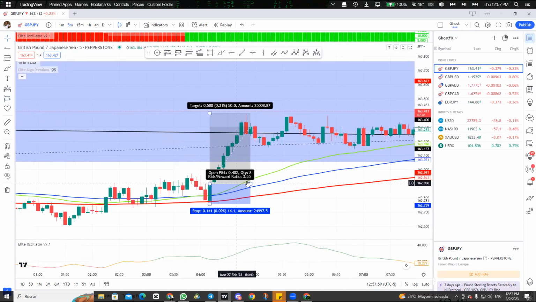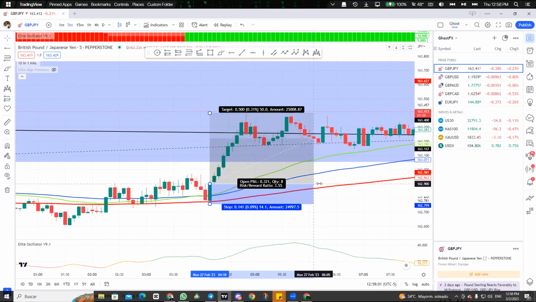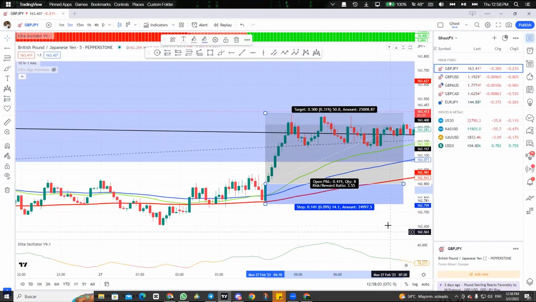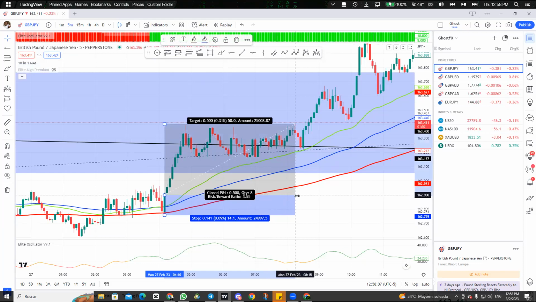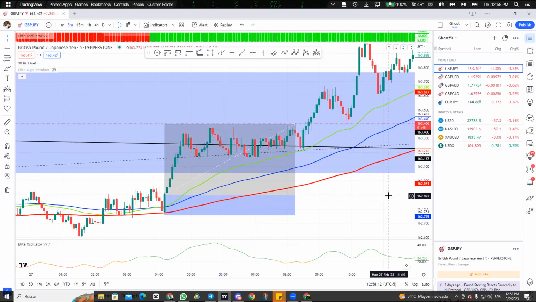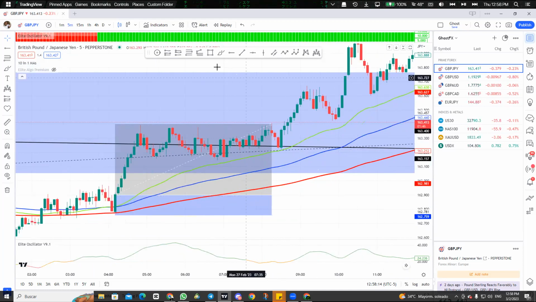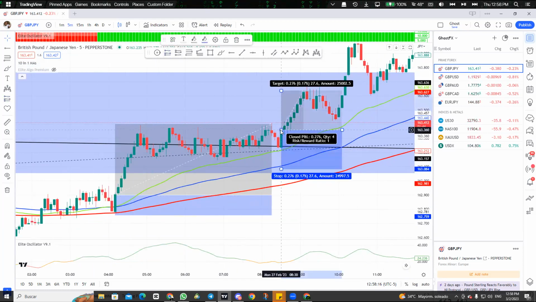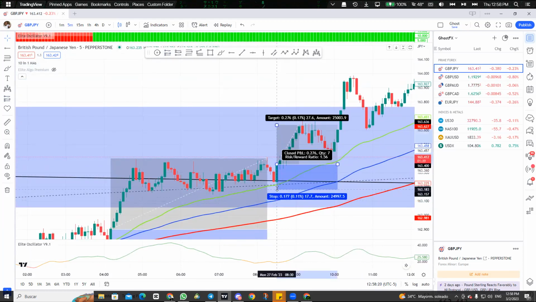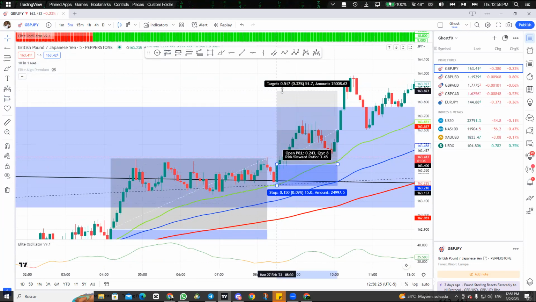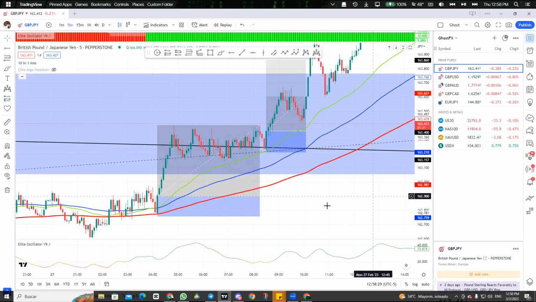50 pips. Exact 50. Well, it wasn't exactly 50. It's 50 now. On this candle, it hit 50. But then you have another trade right here. Same scenario. Same pattern. And that's 100 pips right there.